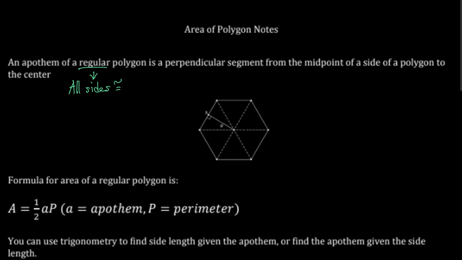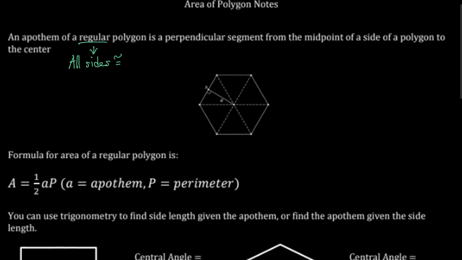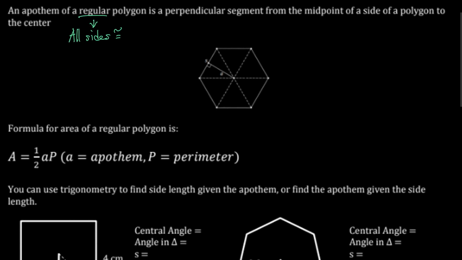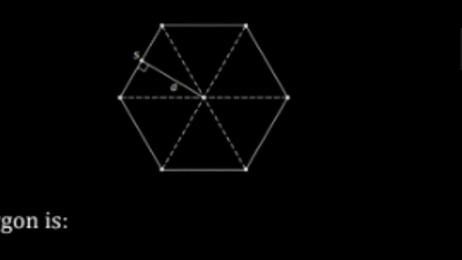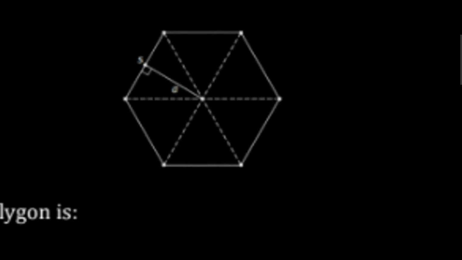All sides congruent. We can use an area formula to find the area of this regular polygon. Now, before we actually find the area, we need to go over a couple of vocab words. On this polygon, I know mine's a little blurry, I'm sorry. On this polygon, we have something called an apothem. Where is the apothem in this polygon?